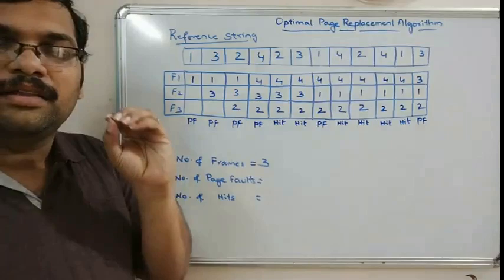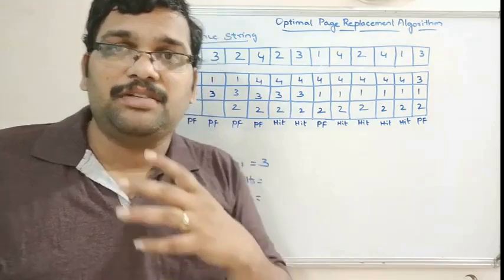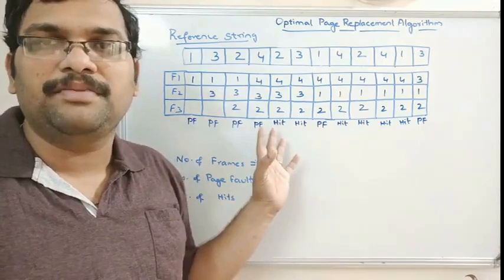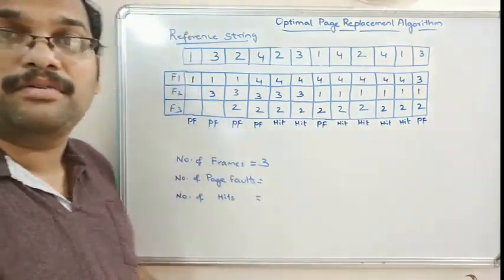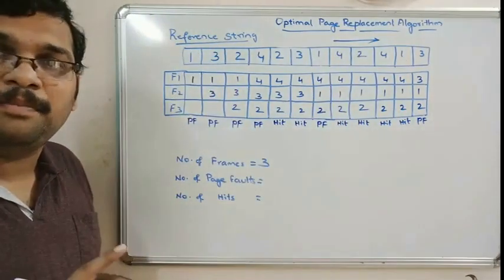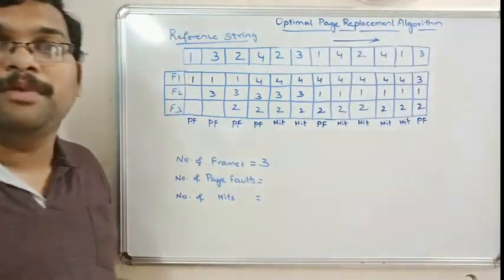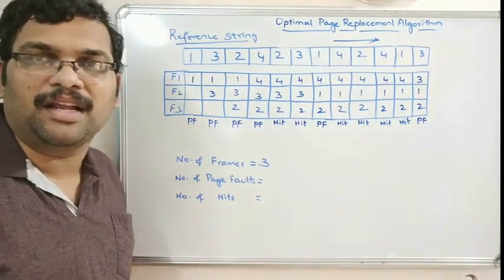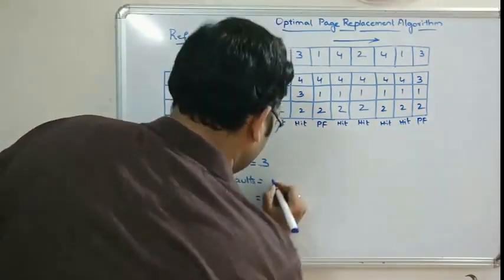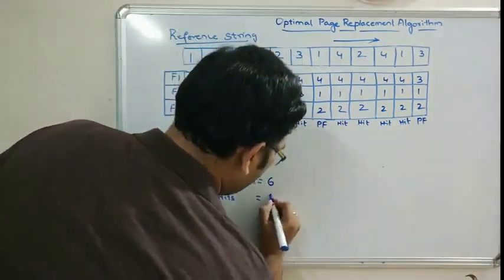Only one thing: the page that is replaced should be the page which is not being used for a long duration in the future, and that should be replaced with the required page. For that we have to travel from the required page towards the right. This is how we can implement the optimal page replacement algorithm. Here the number of page faults is 1, 2, 3, 4, 5 and 6, so 6 page faults are there, and the number of hits is 1, 2, 3, 4, 5 and 6, so 6 hits are there.